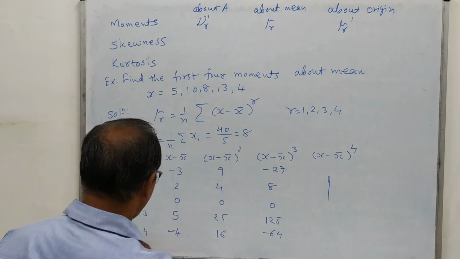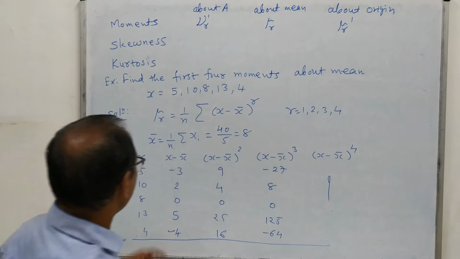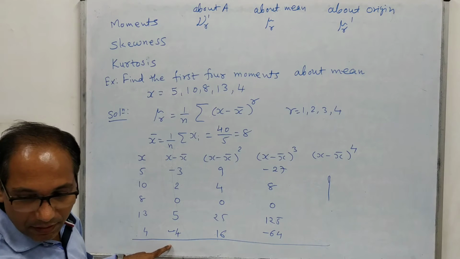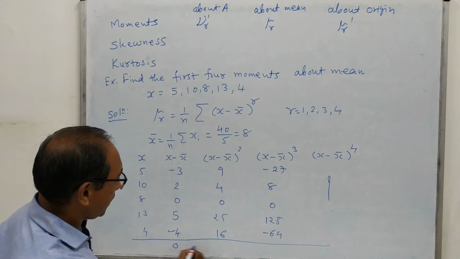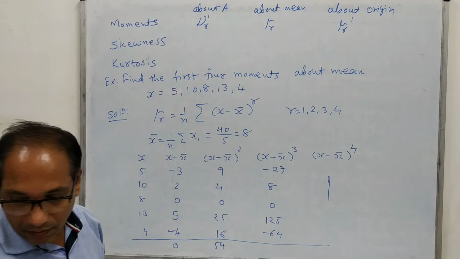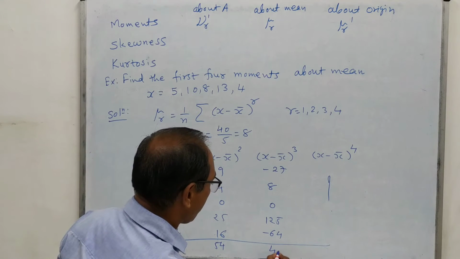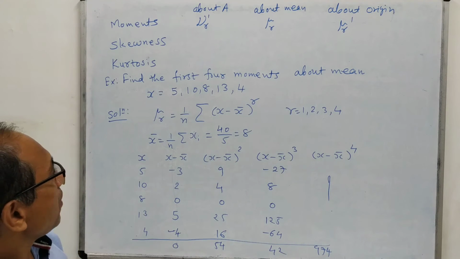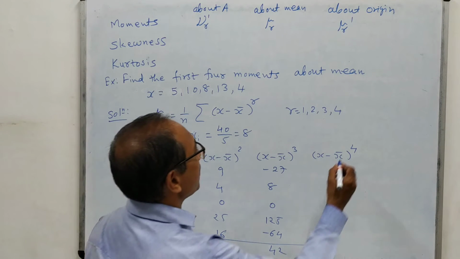Then we have to find the total of all these, because we require the sigma. Sigma of x minus x bar is nothing but 0. The sigma of the squares is 54, the sigma of the cubes is 42, and for your reference, the sigma of the fourth powers is 974. So you can do this. Now we will find it one by one.